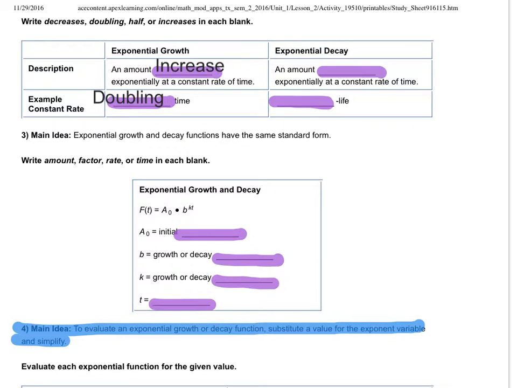All right, and opposite for exponential decay. It's an amount decreasing exponentially at a constant rate of time. So think about that little cousin. If you gave them $5, what would happen? They're going to spend it really quickly. An example of decay would be a half-life, a quarter life, any fraction of a rate.